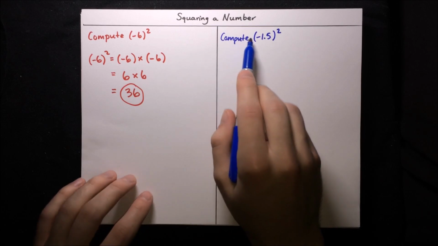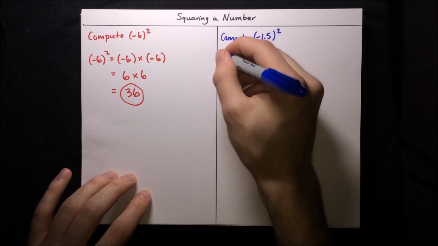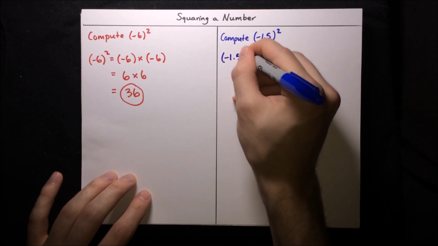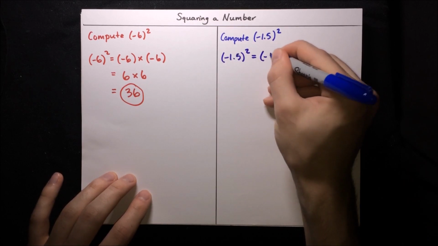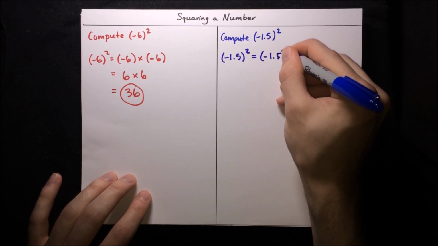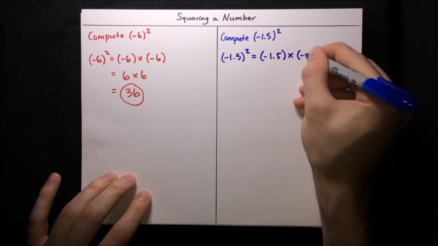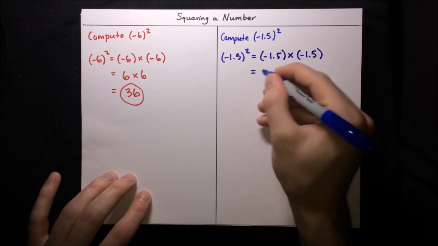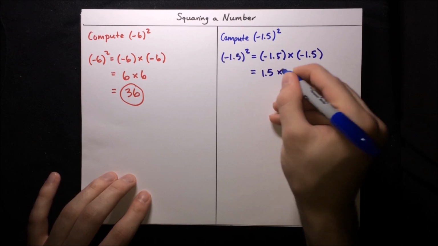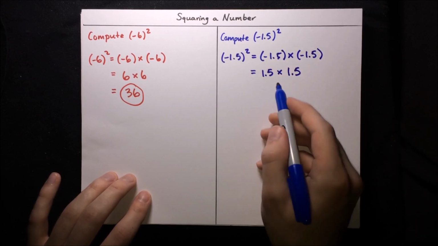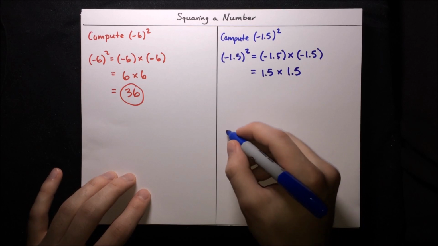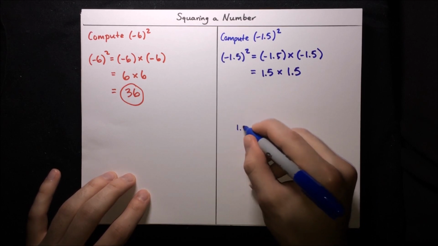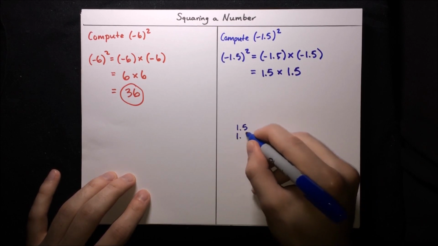Likewise, if we want to compute negative 1.5 squared, well, negative 1.5 squared is just negative 1.5 times itself, so negative 1.5 times negative 1.5, and the negatives will cancel out, so that's really just 1.5 times 1.5, and to do this we can just set up some columnar multiplication. So how about 1.5 times 1.5?